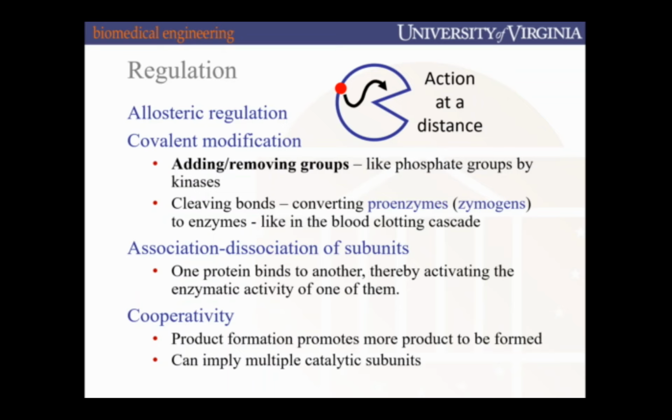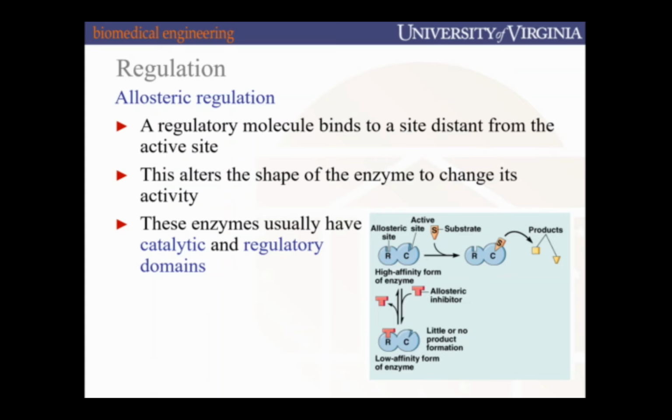Another important form of enzyme regulation is the association and dissociation of subunits in an enzyme complex. Sometimes, all the subunits come together and participate in catalysis, so they're all required. In other examples, we have subunits that don't participate directly in catalysis, but can turn enzyme activity on or off by allosteric mechanisms. The last type of enzyme regulation we'll go over is this concept of cooperativity. This is where the formation of the enzyme product promotes more product to be formed, and if we see this type of behavior, it can imply that there are multiple catalytic subunits working together. Okay, so let's go into a little more detail about allosteric regulation.